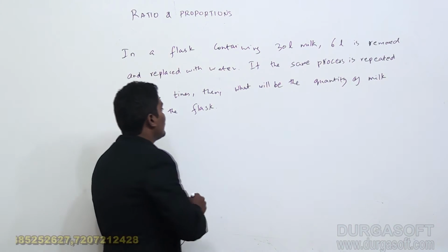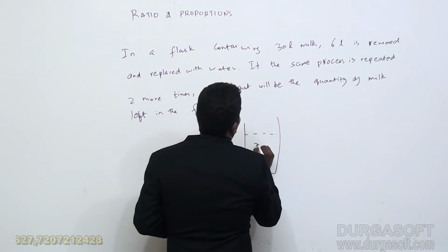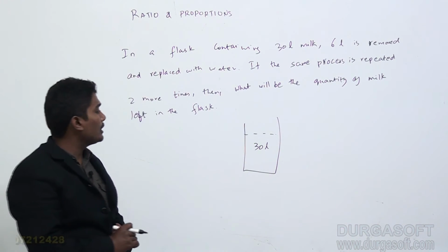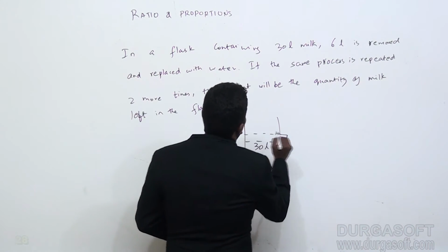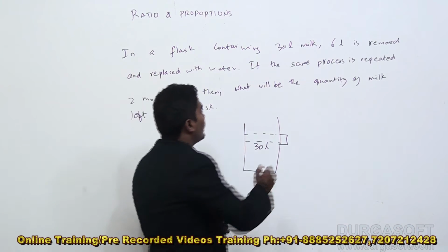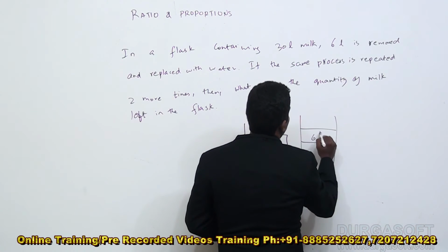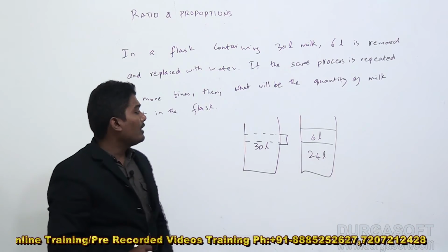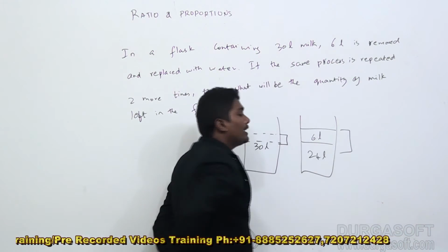So what they say here is that I have a flask. In the flask I have 30 liters milk. Now what I do is that I remove 6 liters and I replace it with 6 liters of water. 6 liters water, remaining 24 liters milk. Again from this, I will again remove 6 liters.